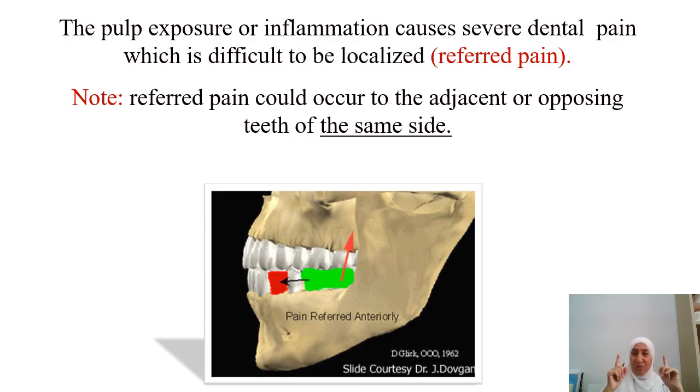But you have to pay attention that referred pain doesn't cross to the other side. If the patient says this side is very painful, you never detect the exposure on the other side. There could be an exposure on the other side, but this exposure won't cause this pain. Thus, referred pain from one quarter to the opposing quarter never transmits to the other side.